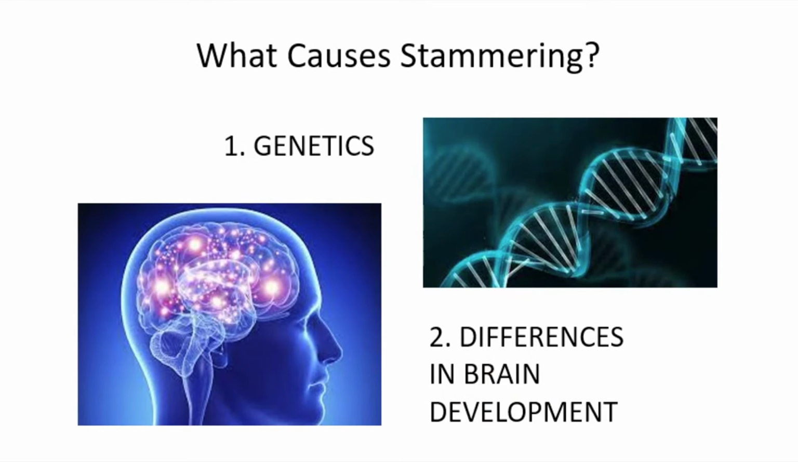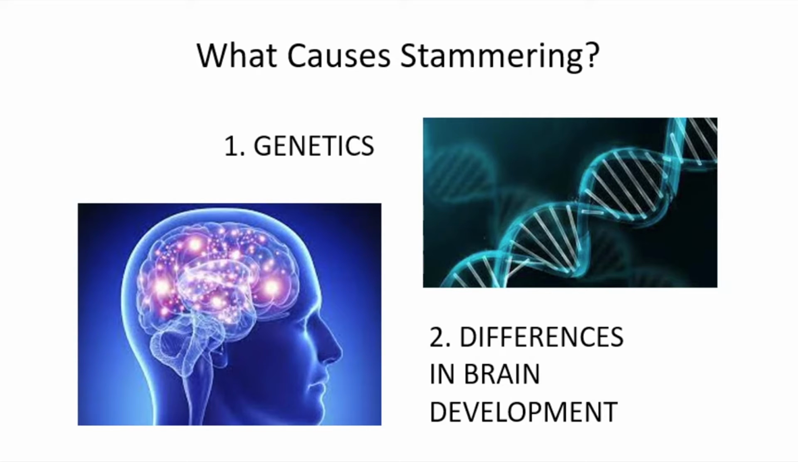Okay, so moving on to think about what causes stammering. So stammering is what we describe as multifactorial, meaning there's lots of different factors that play a part in stammering emerging in a child. So number one there, I put a picture of some genes, and that's because stammering does tend to run in families. So it's definitely influenced by, if not completely explained by, genetics.